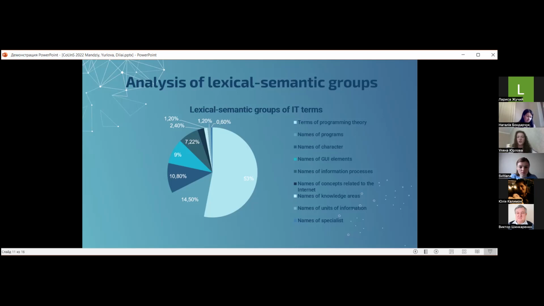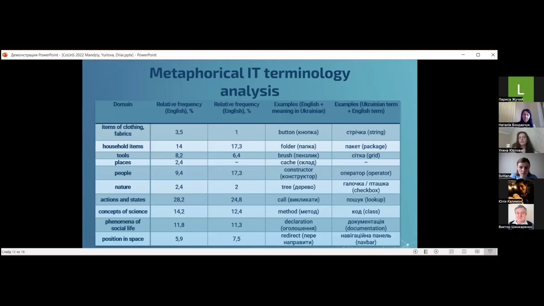Figure 8 shows a pie chart illustrating the quantity ratio of lexicosemantic groups of the key IT terms in the English-Ukrainian parallel corpus. The next stage of our study was the analysis of metaphorical IT terminology in English and Ukrainian. The research material contains 166 simple English terms and their Ukrainian equivalents, among which 85 English and 72 Ukrainian metaphorical terms were identified. The sample analysis showed that IT terms are often formed by metaphoric rethinking of commonly used words and phrases.